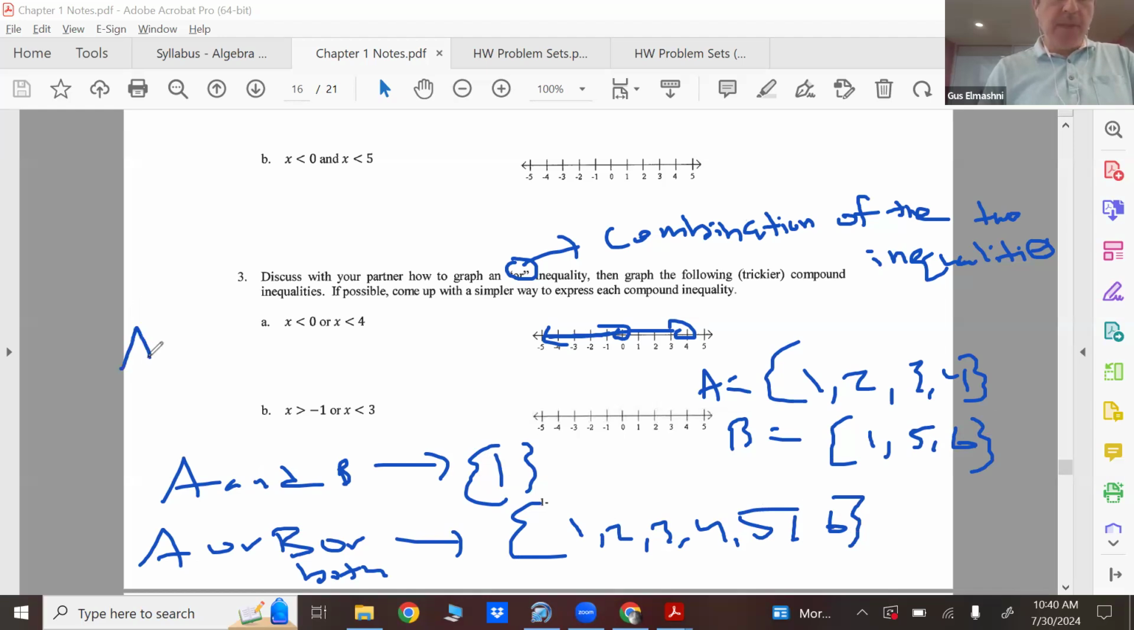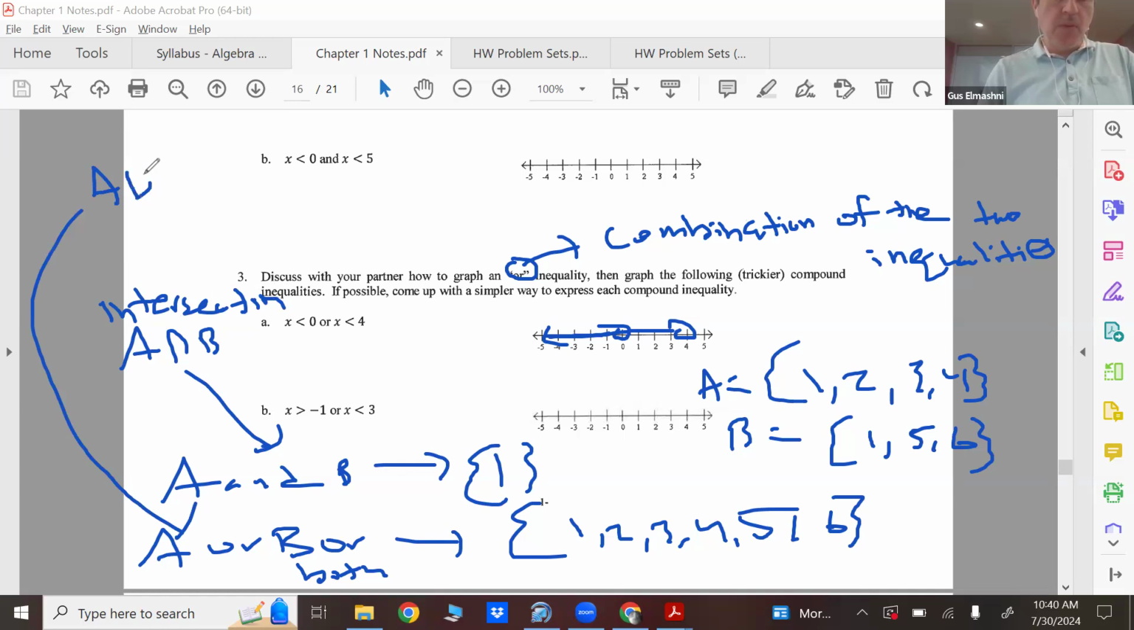Sometimes you'll see the "and" situation written like this. That's intersection. And the "or" situation would be kind of like this, where the U stands for union. So even those that are common are part of it, you include them as well, and of course everything else that's unique to A or B.